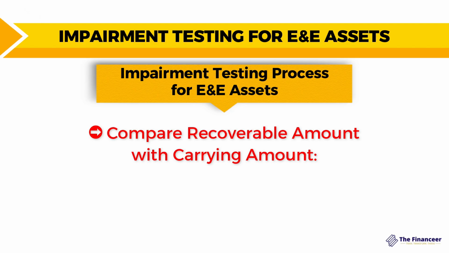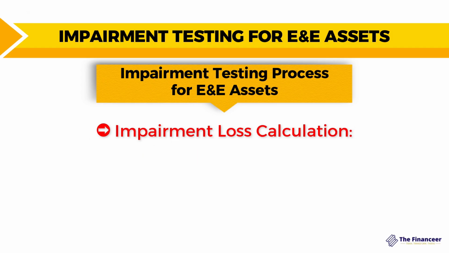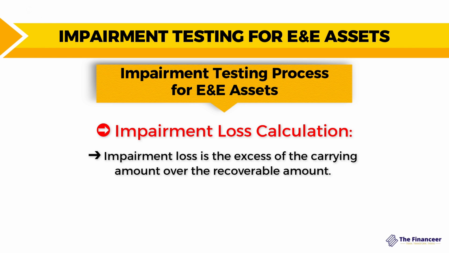Now let's move to the third step. Once we have calculated the recoverable amount, we need to compare it with the carrying amount. If the recoverable amount is less than the carrying amount, then impairment exists and we have to measure this impairment loss. In step number 4, the impairment loss is the excess of the carrying amount over the recoverable amount.